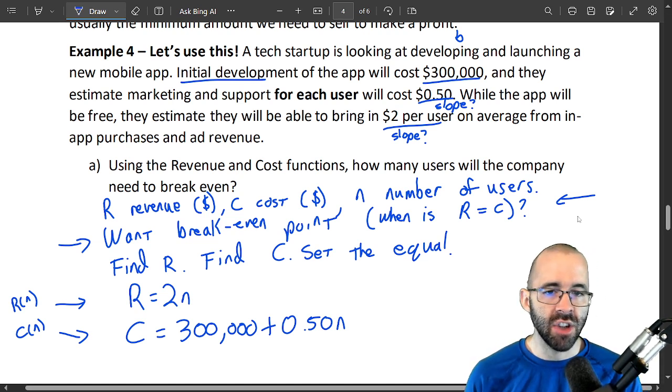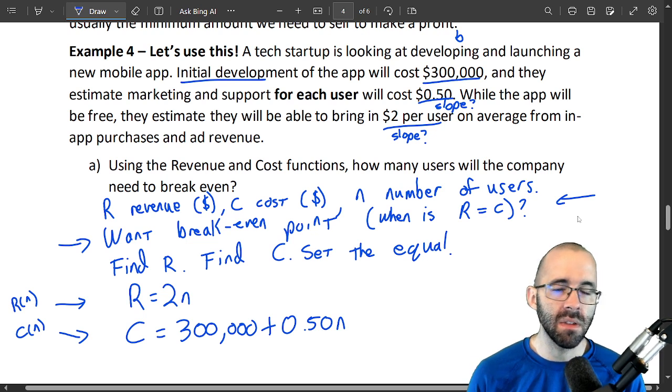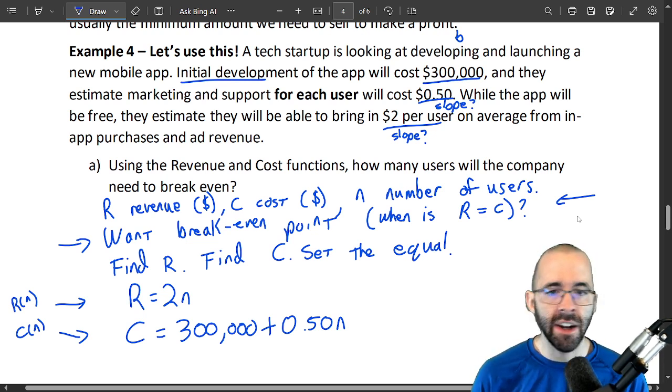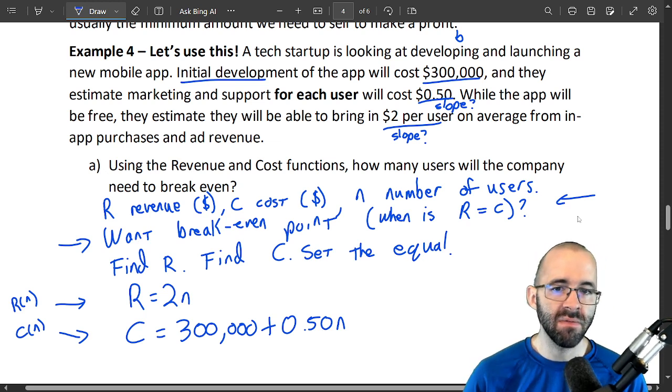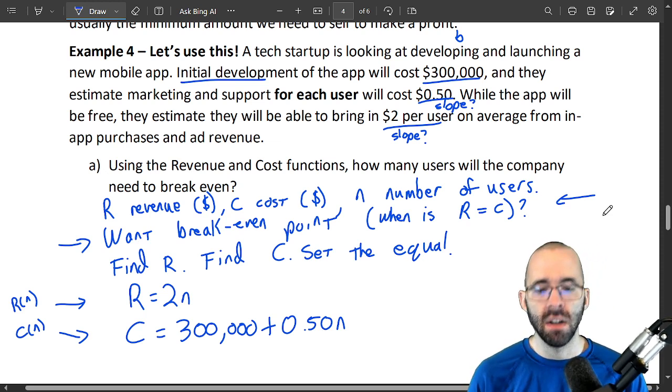And again, we could gut check. Okay, if we have no users, what are our costs? 300K. That makes sense. We have 10 users. Well, we're having to pay 50 cents for every user for the marketing and support. So that's going to be 300,000 plus an extra $5. Yep, we're adding them together. Formulas check out.